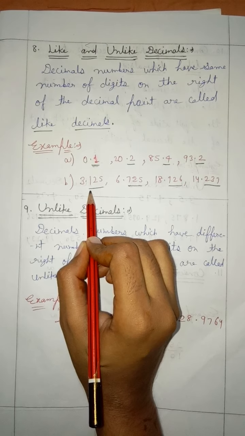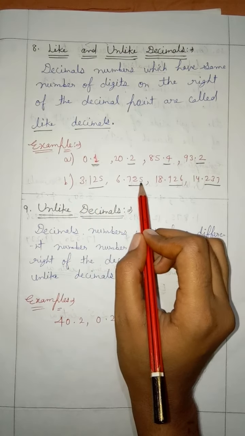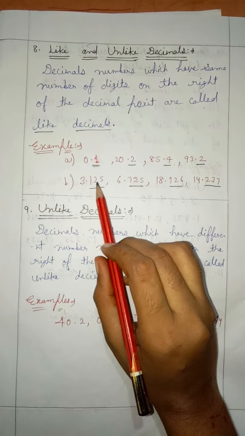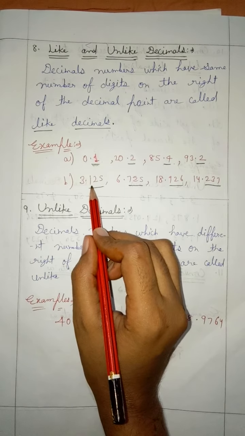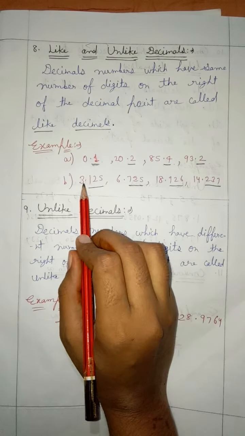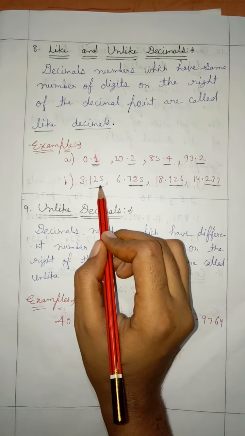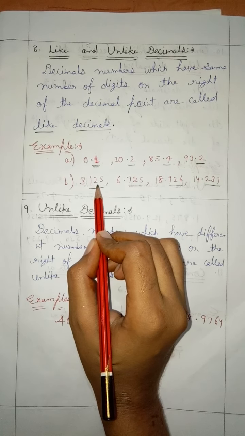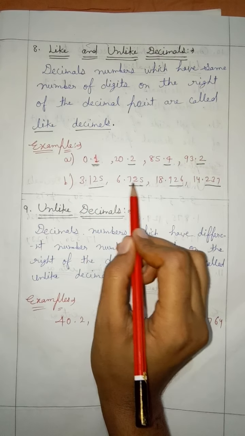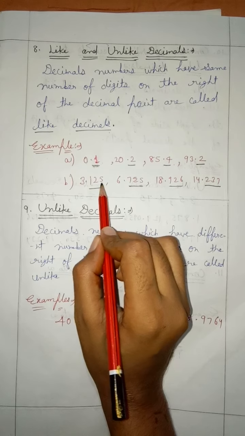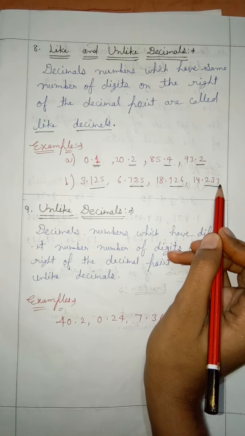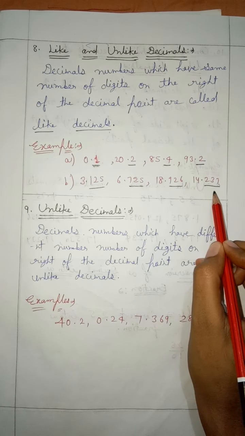And the second example: 3.125, 6.725, 18.926, 14.237. After the decimal, on the right side, the places of decimals are 3, and here also 3, 3, 3. And one thing more: after the decimal, if the same number of digits are there, then the given numbers are like decimals. Just like here 3.125, 6.725, after the decimal 3 digits are here, and here also 3 digits. Then in this decimal number also 3 digits are given, that's why these are like decimals.